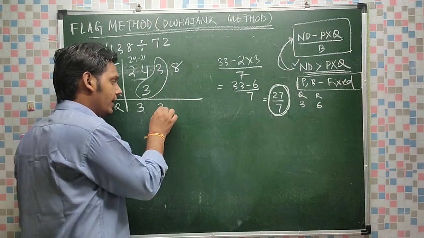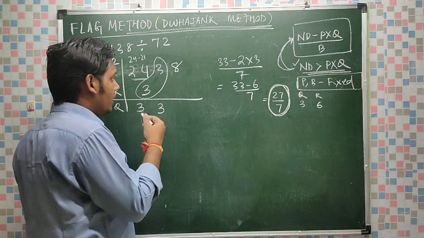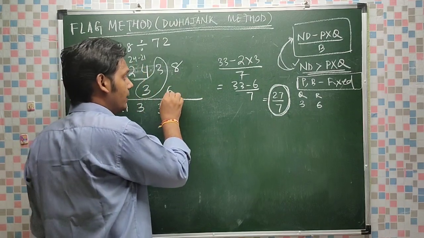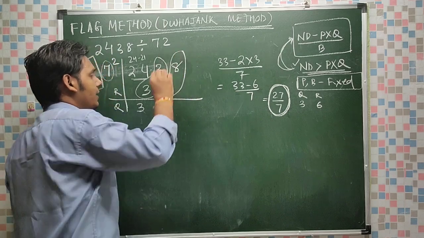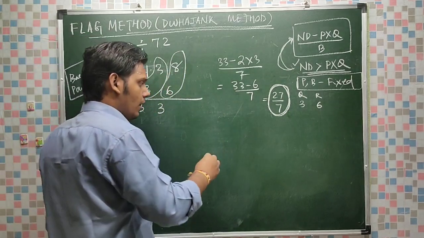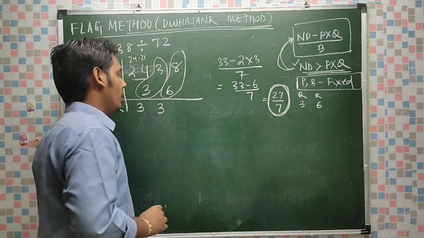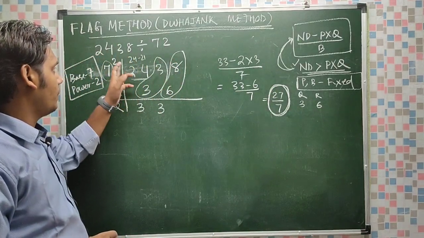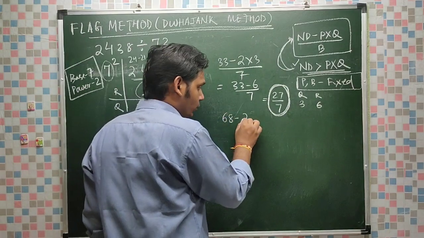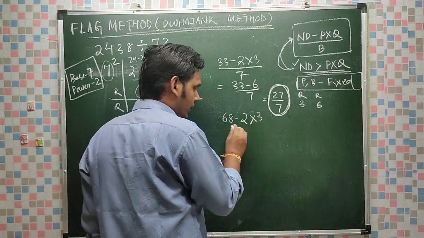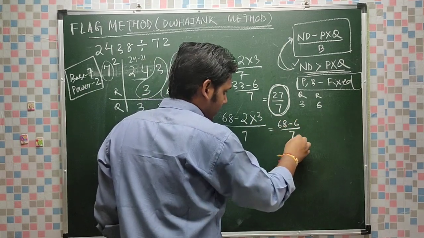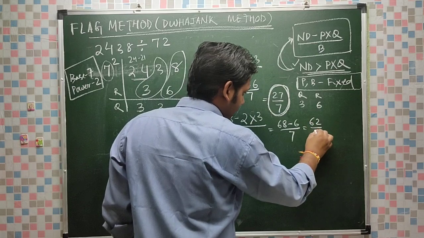So 7 3s, 7 3s are 21, which means 6 is the remainder. Now the new dividend is 68. Again I have to check, 2 3s are 6. 6 is less than 68. Again I can go to the formula. After verification, the new dividend is greater than the product of power and quotient. Now 68 is the new dividend. Again 2 is the power, 3 is the quotient, base is 7. 68 minus 6 by 7, that means 62 by 7.